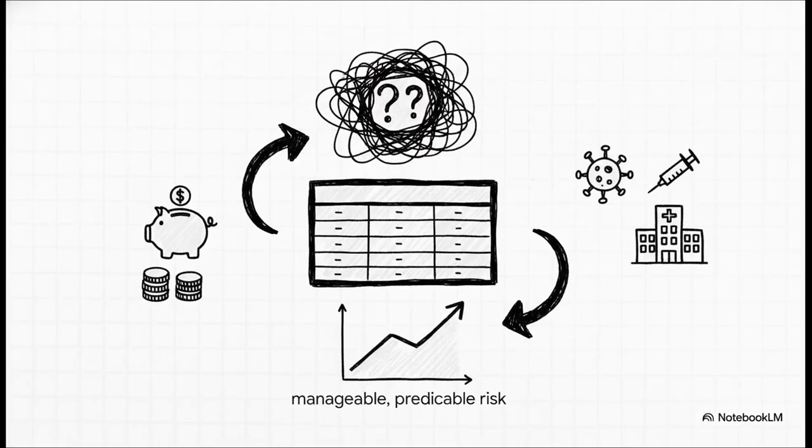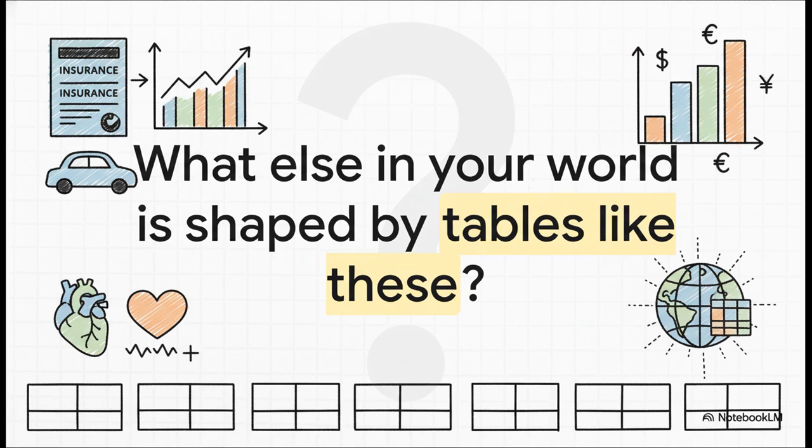So, what's the big takeaway here? Well, whether we are talking about a multi-billion-dollar pension plan or a global pandemic, the basic tool is remarkably similar. These simple, structured tables give us a logical way to take a really complex, uncertain future and turn it into manageable, predictable risk. It really gets you thinking, doesn't it?